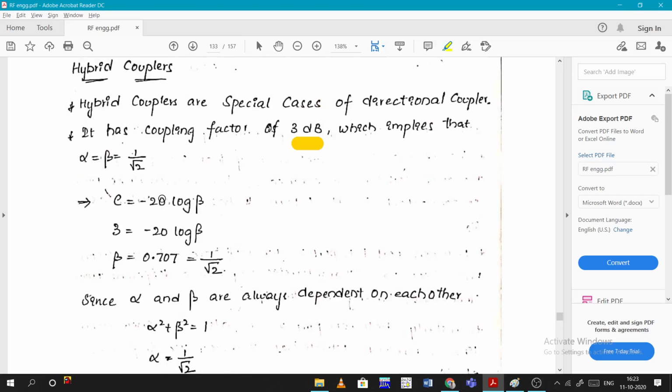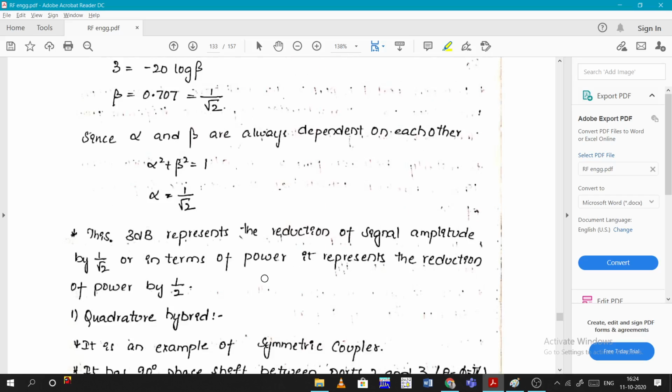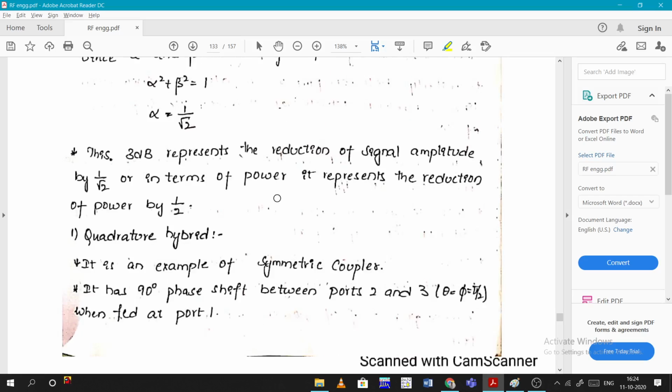So now 3 dB. By calculating here, alpha is equal to beta is equal to 1 by root 2, as we know that alpha square plus beta square should be 1. From that, alpha is equal to 1 by root 2. So from this, what we can observe is that 3 dB represents the reduction of signal amplitude by 1 by root 2. In terms of power, it represents the reduction of power by 1 by 2. So in terms of signal amplitude, it will reduce the signal by 1 by root 2. If we represent it in terms of power, it will reduce the signal power by half.